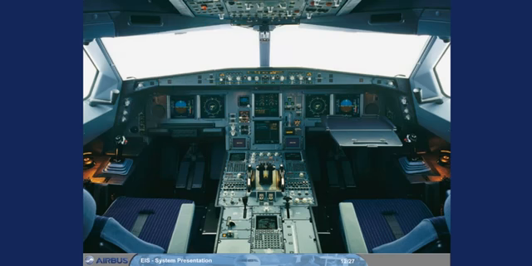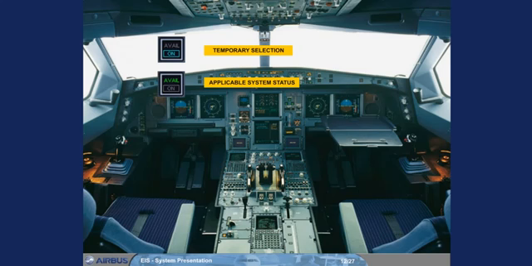There are some switches on the overhead panel which are used on a temporary basis, or may have an indication of their state. The logic is: temporary selection for operational reasons, blue on light, for example, anti-ice; and applicable system status, green light, for example, APU available. You will see this philosophy demonstrated throughout the course.